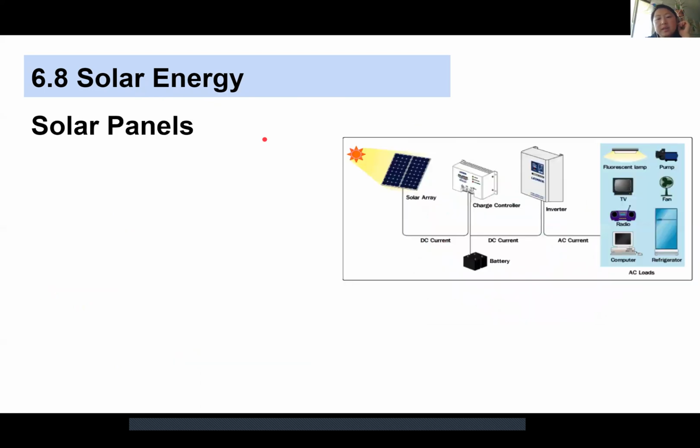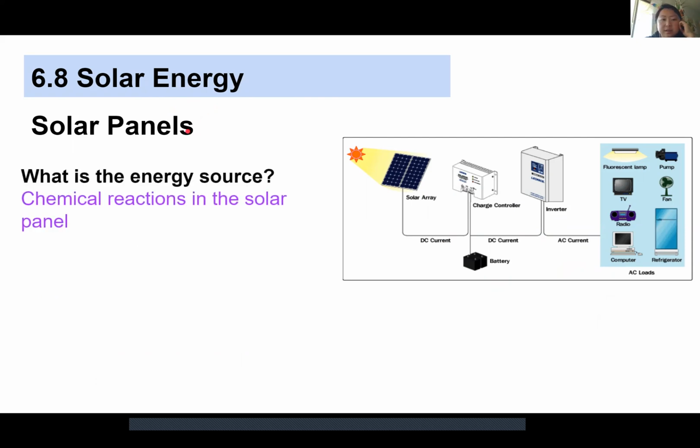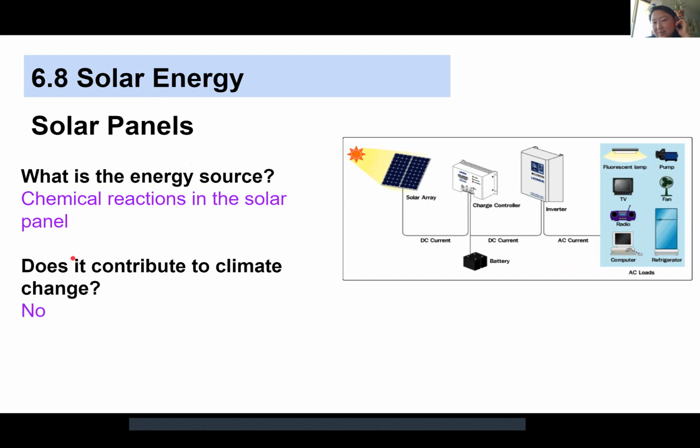Okay, the other solar energy aspect, like I mentioned before, is solar panels. Solar panels rely on a chemical reaction that's happening. Of course, it is the sun that is the energy source, and so the chemical reactions happen. Again, short answer, it does not contribute to climate change, and it is again much more expensive than coal. So these are things that we've heard of. If you've driven around California, you've probably seen large solar panel fields around.